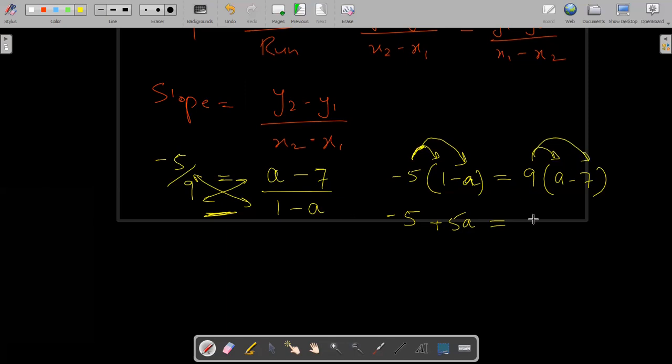It's 9a and -63. Correct. So can you solve this and tell me what is the value of a? Okay.